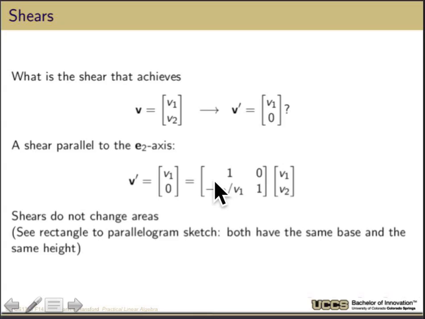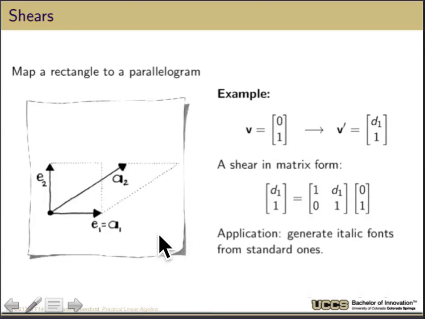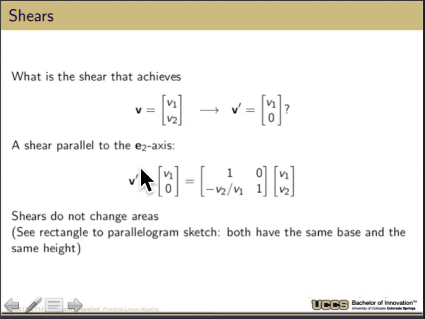And why does this work? Well, because when I multiply this by V1, V2, the second element becomes, we multiply this out, and then we'll get the right shear. Note that shears don't change area. If we look at the parallelogram that we had sketched out here, the length of this is still the same, the length of that is the same, we're just shearing them along the axis, so they don't actually change area. The rectangle has the same base and height. If you break it up into triangles and put it back together, you'll see it didn't change the area.